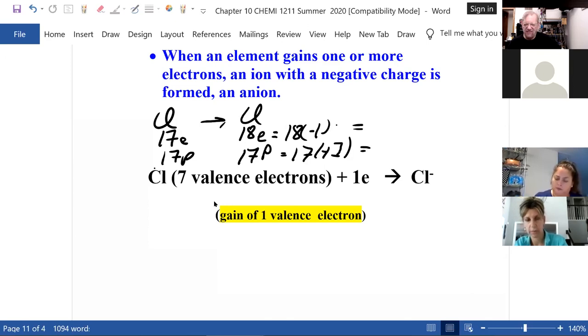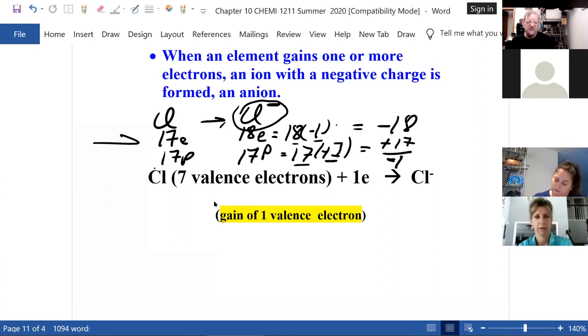So do the math. Negative 1 times 18, each electron has a negative 1, so that's negative 18. Each proton is a plus 1, that's plus 17. Do the math, minus 1. When it's minus 1, you just show the charge. You don't have to put a number. And chlorine makes a chloride ion, which it's called, and it's got a minus one charge. And what you'd have to write is this. And you don't have to show all this, but that helps you do it.